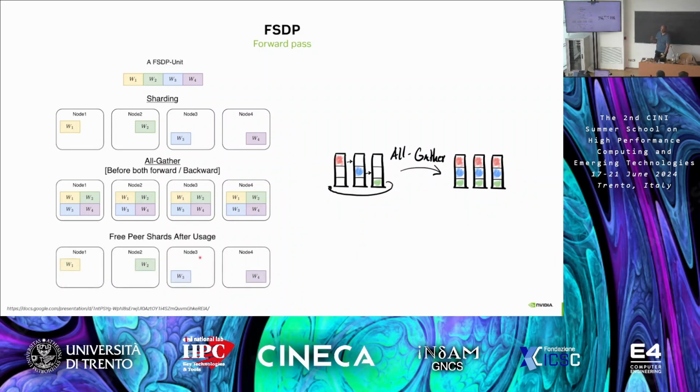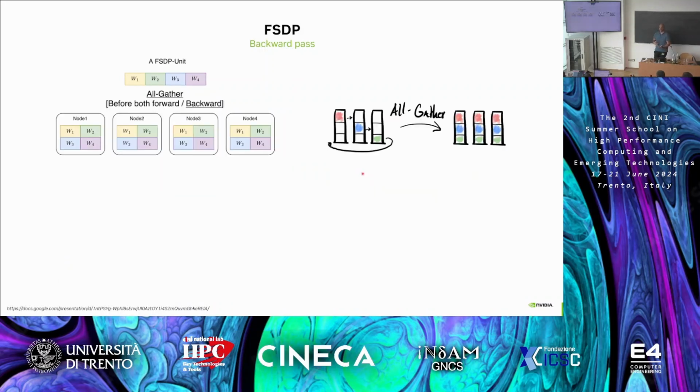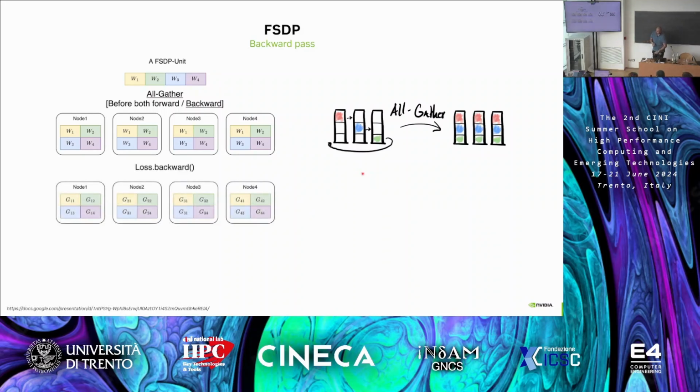And then you can free it and move to the next one. So just focus on the all gather here per FSDP unit. When you do the backward pass, you have to do something similar: you have to do an all gather again to get all the weights, right? Then you compute the loss and get the gradient. But now these gradients are different because there is the data parallelism part.